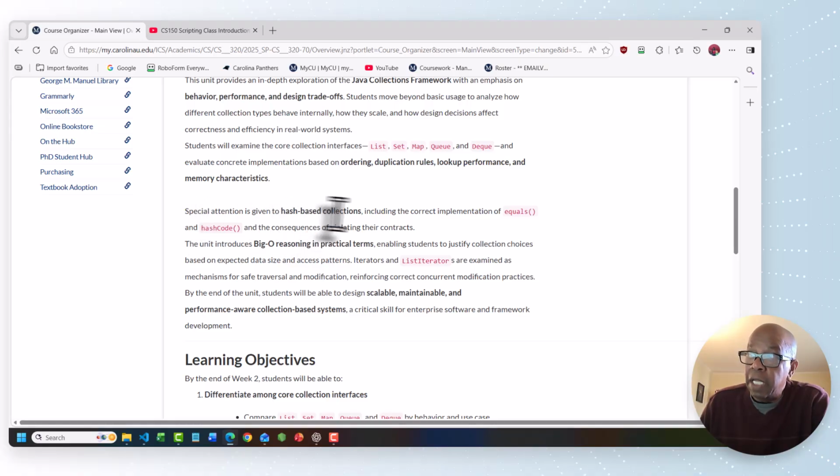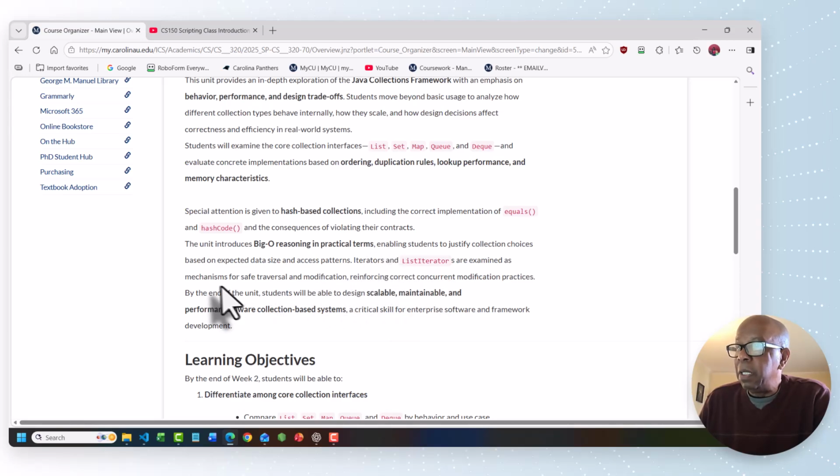Special attention is given to hash-based collections, including correct implementations of hashCode and equals, and the consequences for violating contracts. Contracts are basically rules that you need to go by to make sure that everything works okay. We'll be introducing big O reasoning in practical terms. What does that mean? What is the bias with big O terminology and collections? Justify collection choices based on expected data size and access patterns.